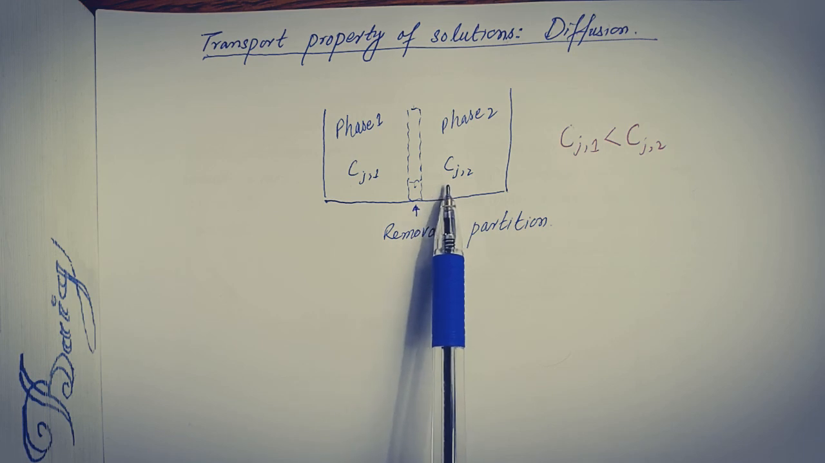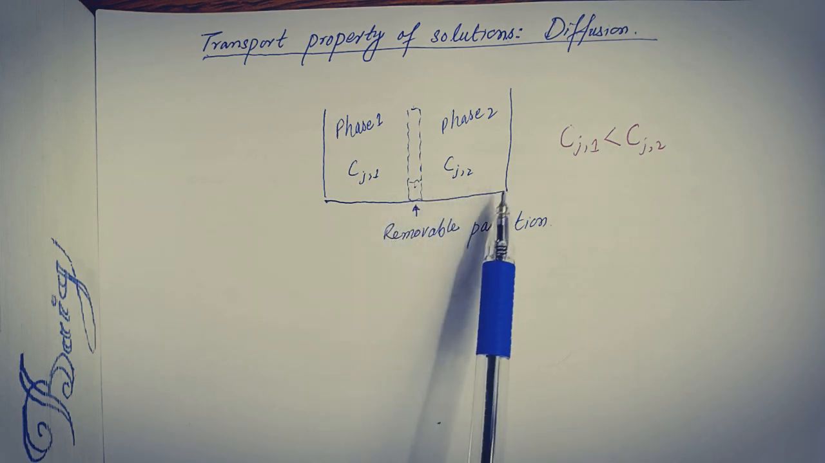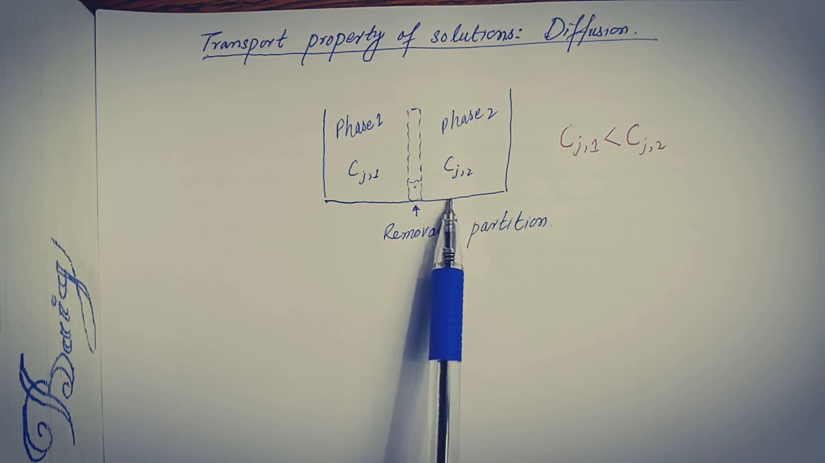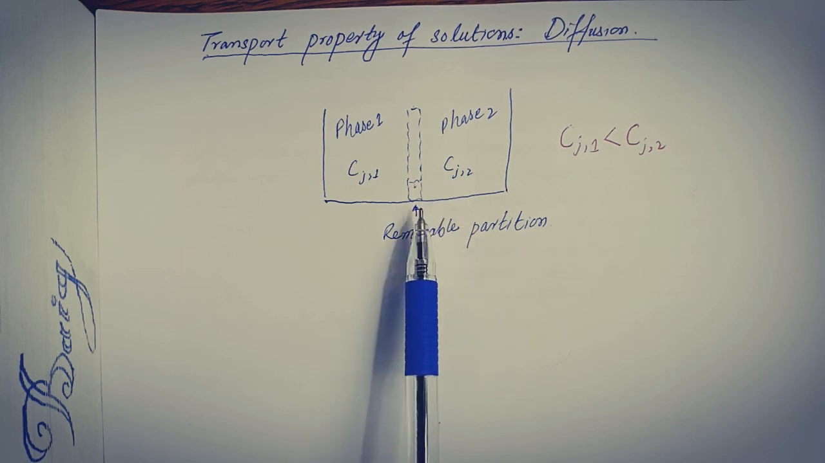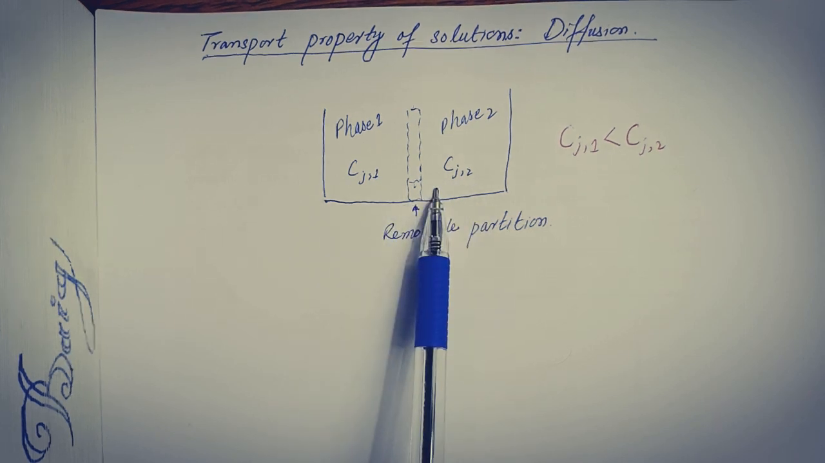and the net flow of this species is from phase 2 to phase 1. These flows continue until the concentration and the chemical potential of the species are constant throughout the cell.